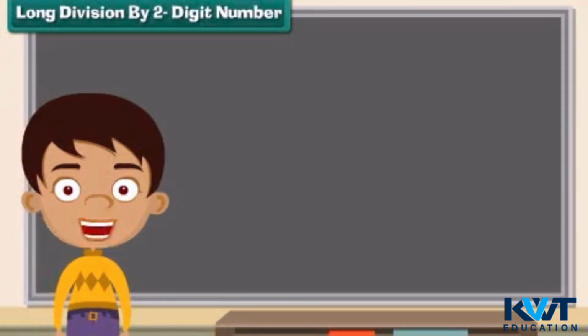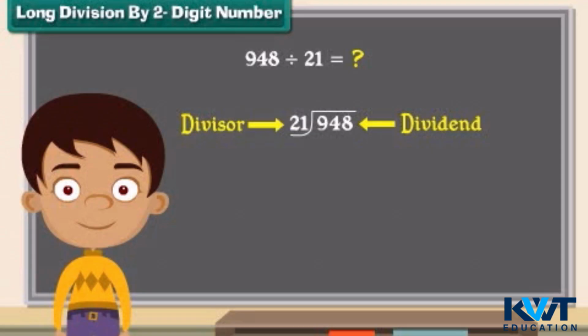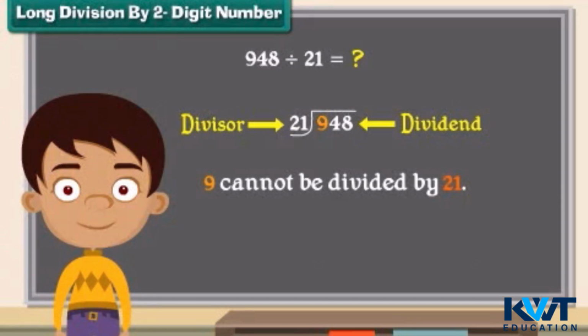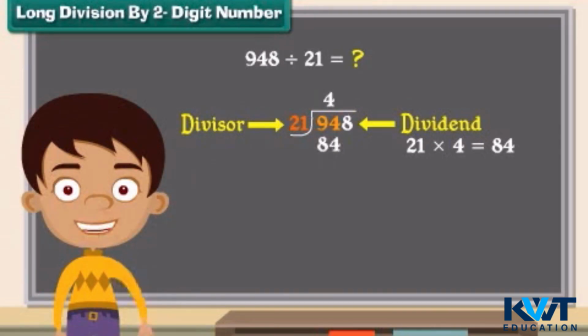Long division by a 2-digit number. Let us now learn to divide 948 by a two-digit number, 21. The number 948 is the dividend and 21 is the divisor. 9 cannot be divided by 21. So look at the first two numbers from the left in the dividend. Divide 94 by 21. 21 fours are 84. Write 4 above 94 and 84 below 94.